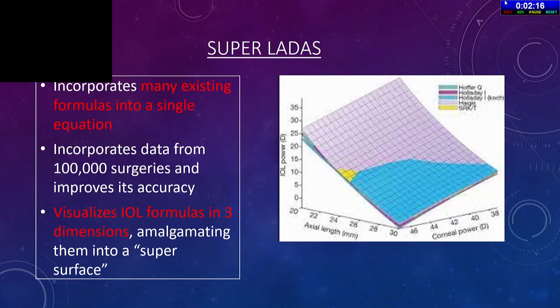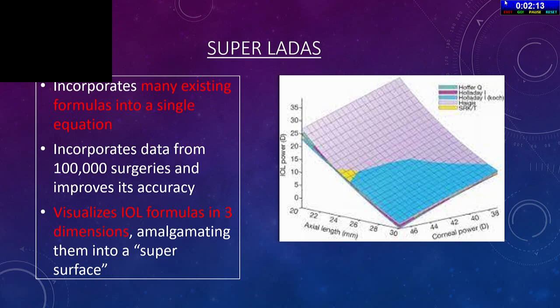The third formula is the Super Ladas formula. It incorporates many existing formulas into a single equation. Variables like anterior chamber depth, axial length, keratometry, A constant, and gender. Lens thickness and central corneal thickness are optional characteristics. It has a toric as well as a formula for keratoconic eyes.